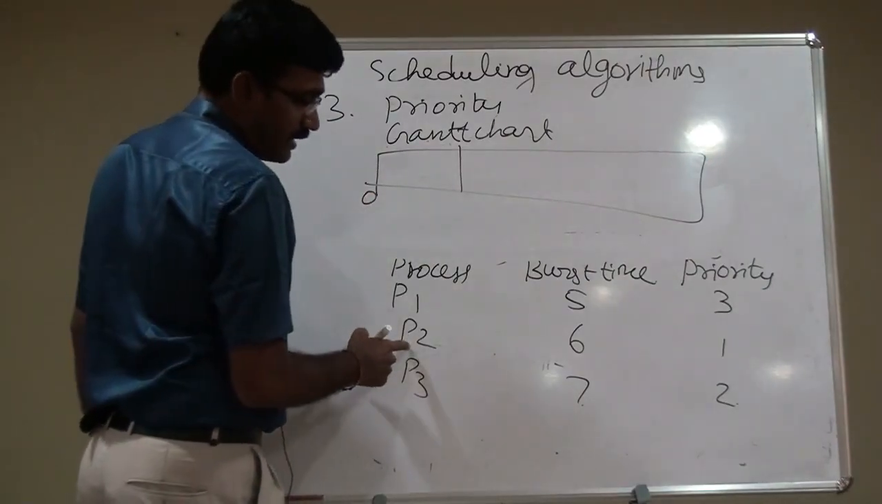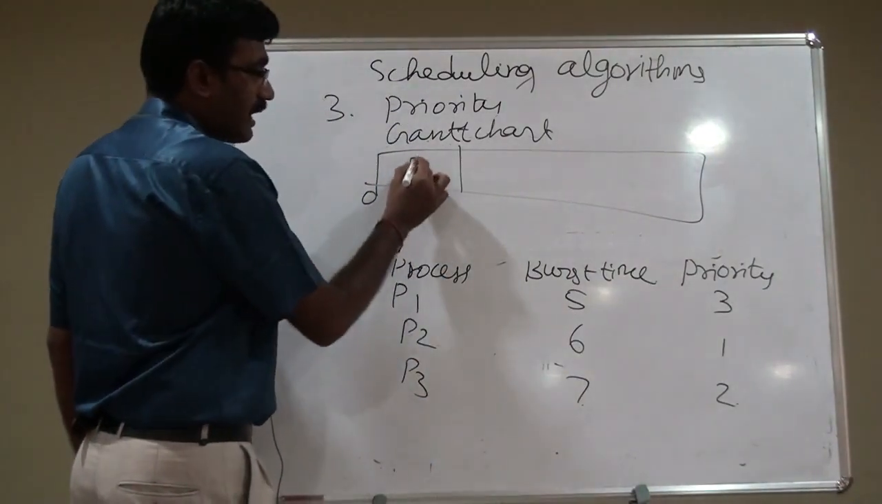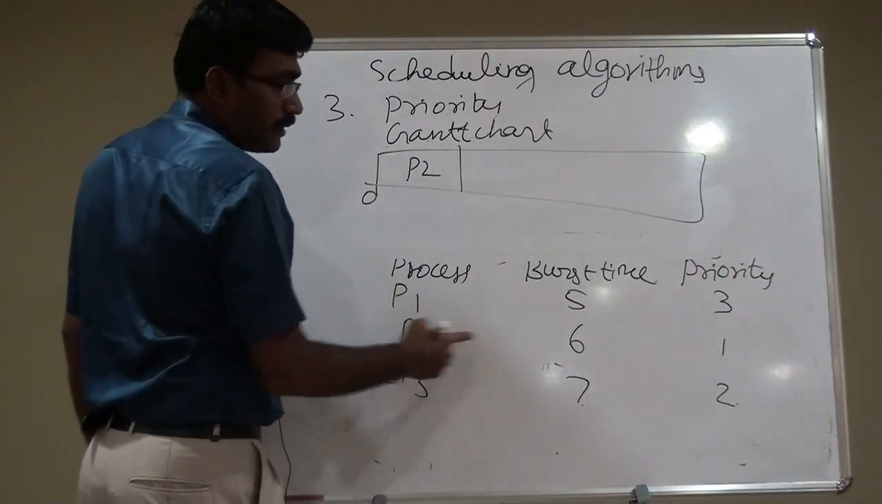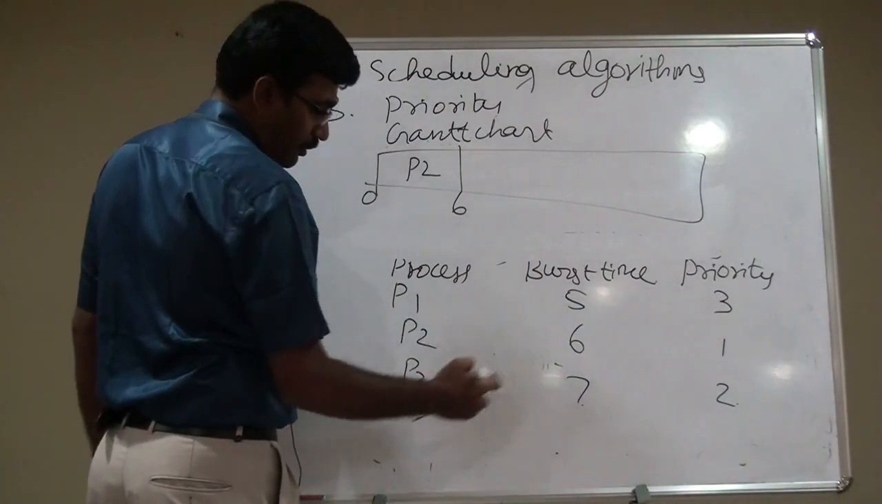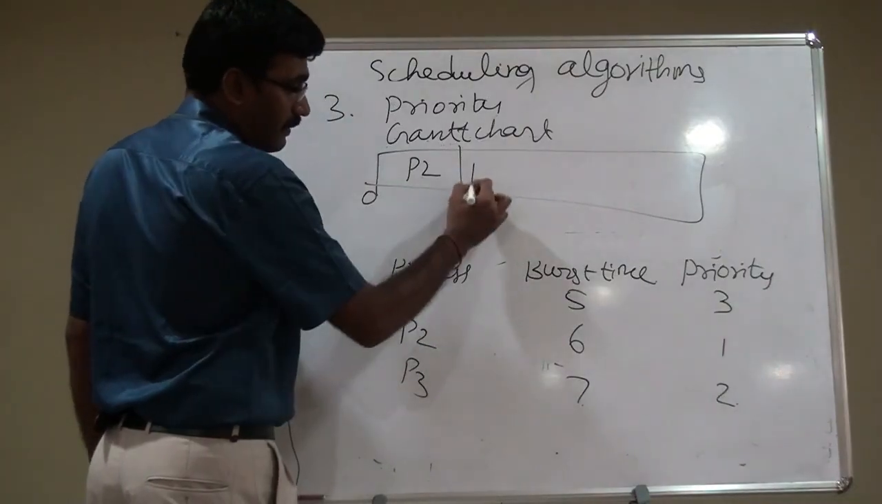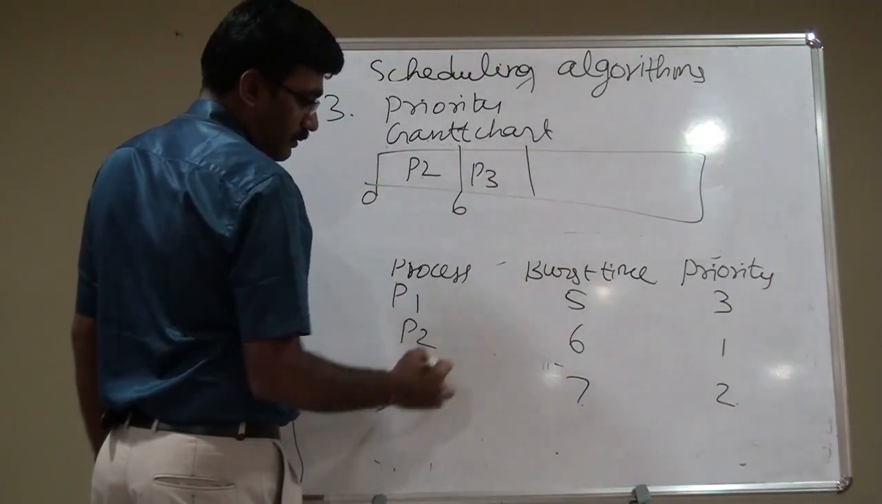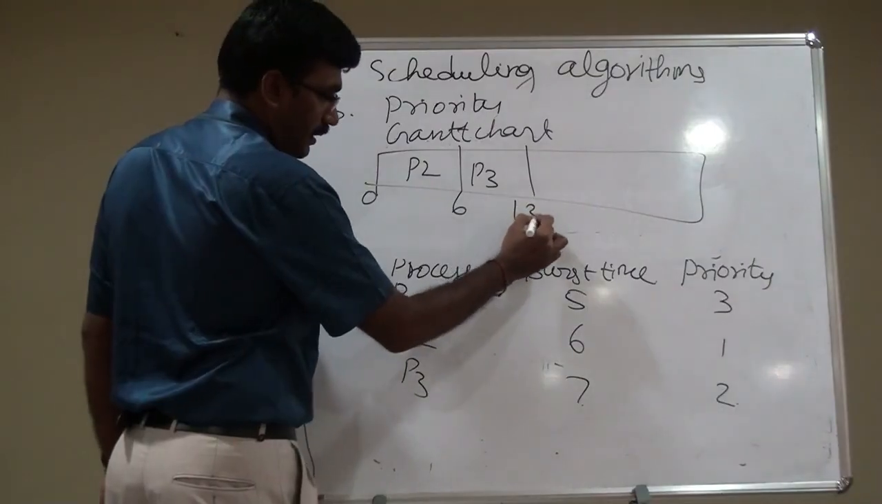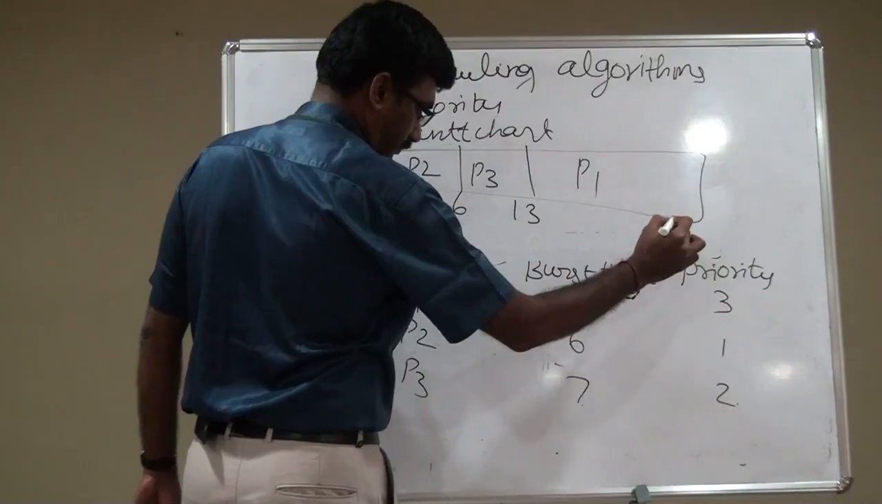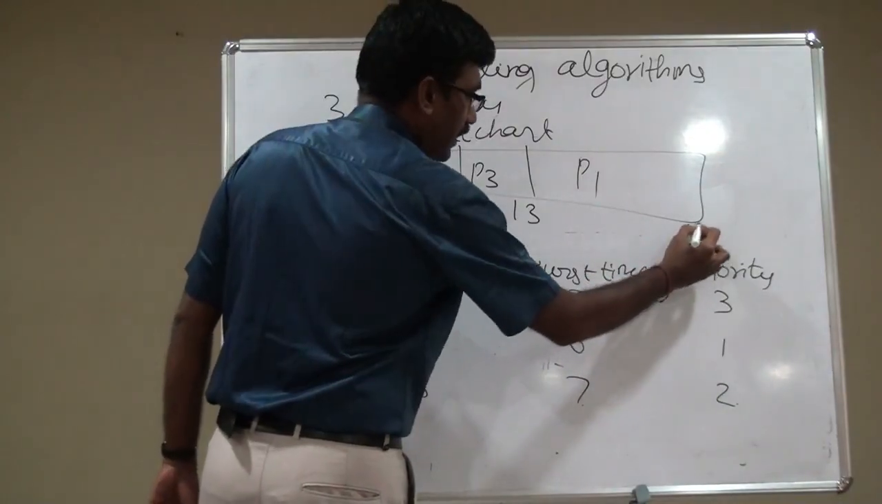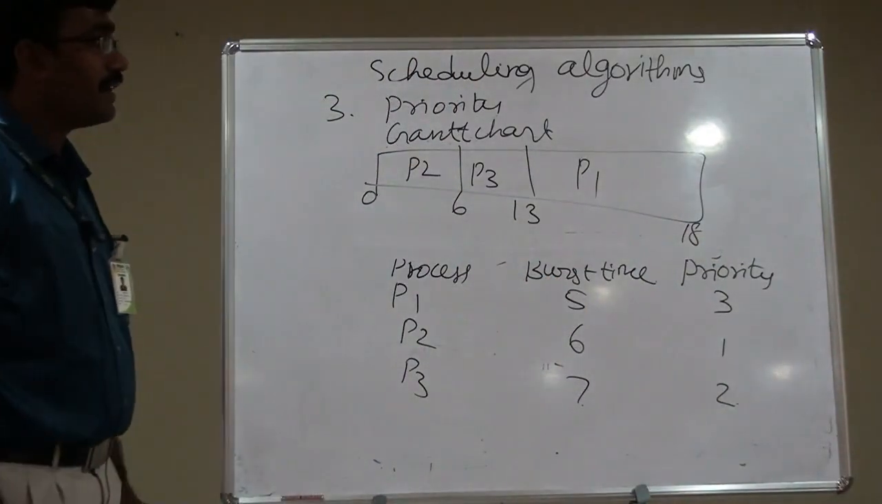So here the highest priority is P2. First allocate the CPU to P2, up to 6. Then the next priority is 2, so P3 is next, up to 13. Then the last one is P1, up to 18. So this is the Gantt chart for the priority.